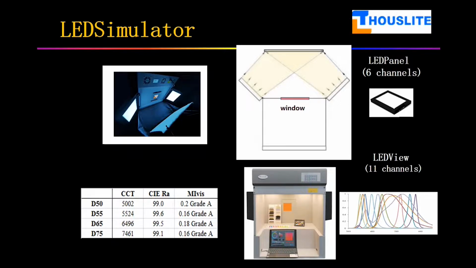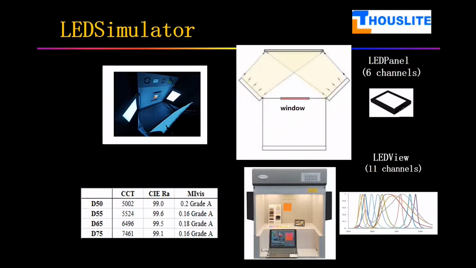So what is the performance? You can see the P50, 5002, P55, 5524. This is just the examples. So what do we mean? The light source goes out to the customers. We have the very tight plus minus 10K. So that is very accurate.